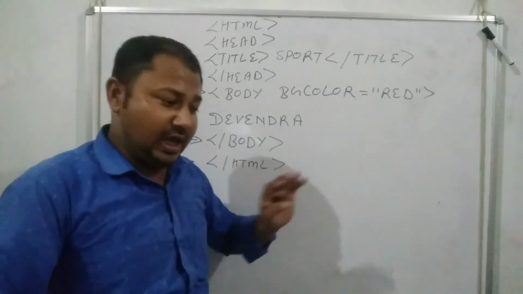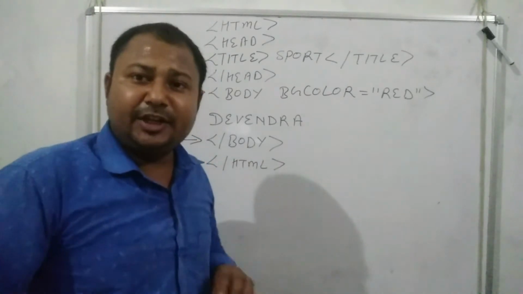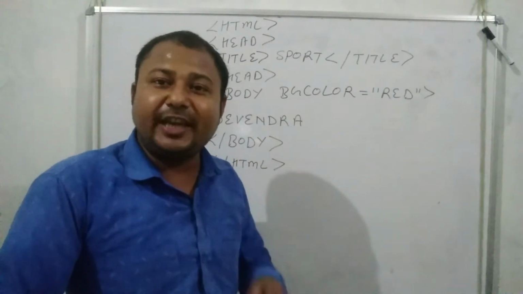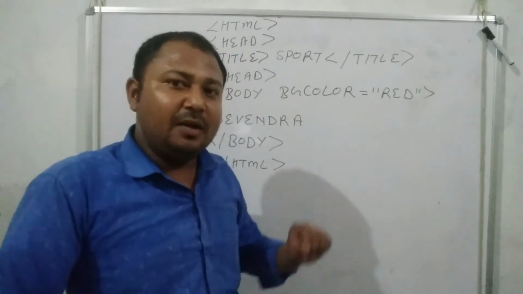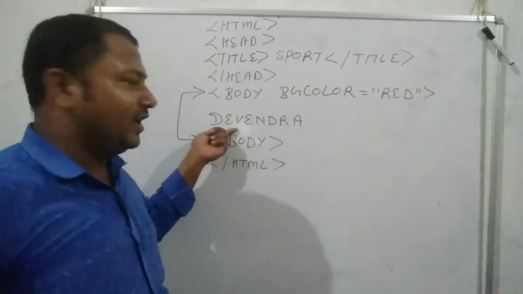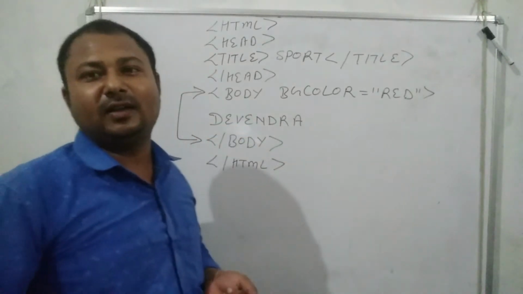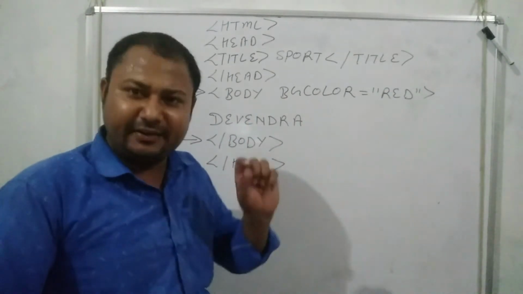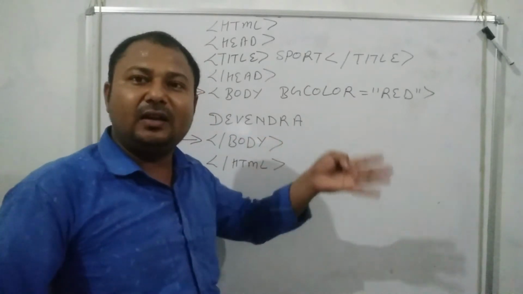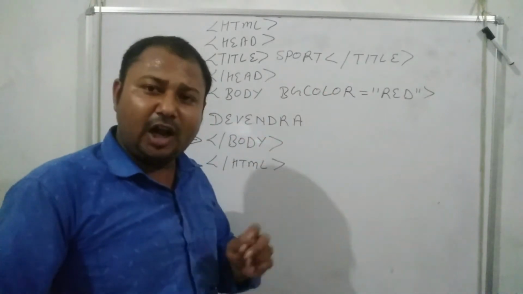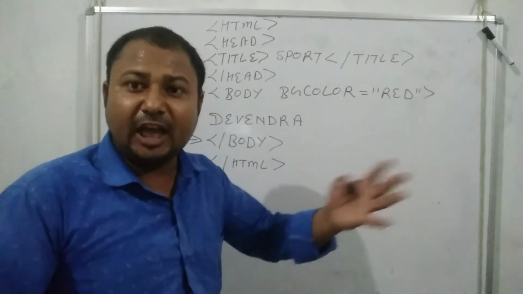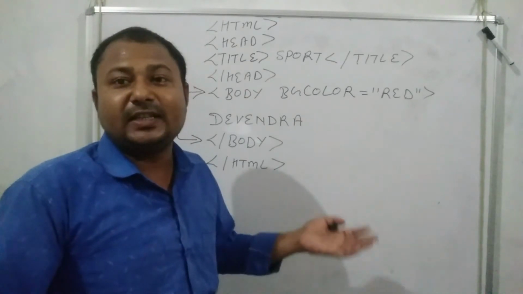Now, my dear student, we have to change the text color. By default, this text, Devendra Kumar, will display in the black color. By default, HTML gives you Devendra in a black color. And now we want to change the color to red, green, yellow. So how will we change this color?